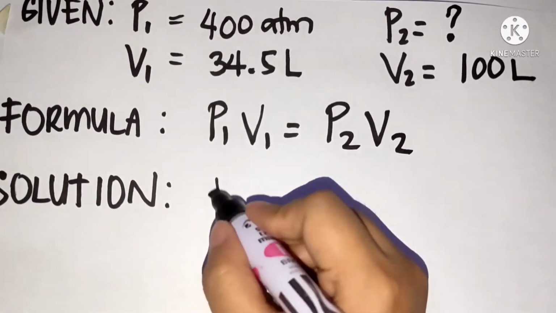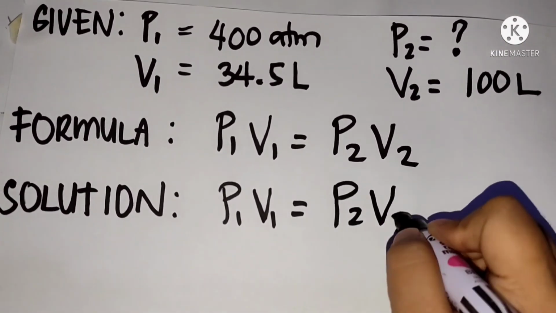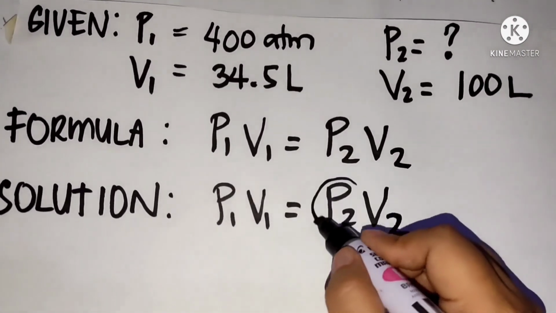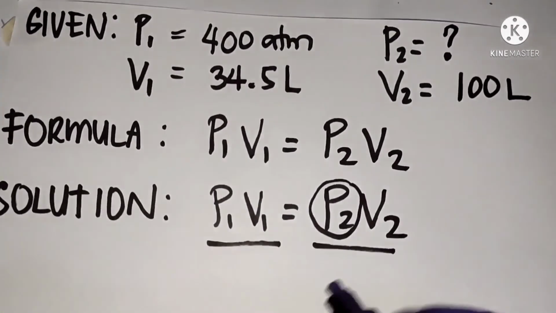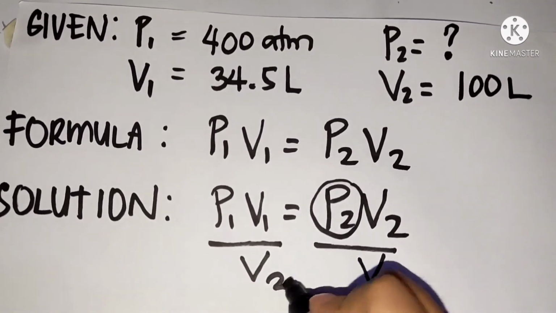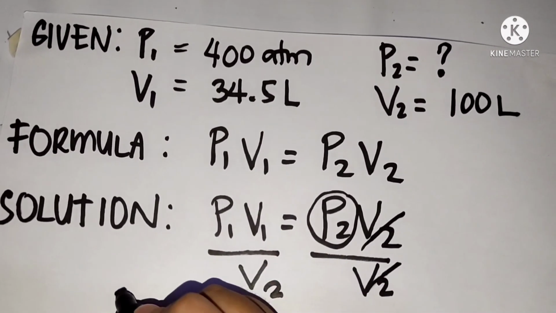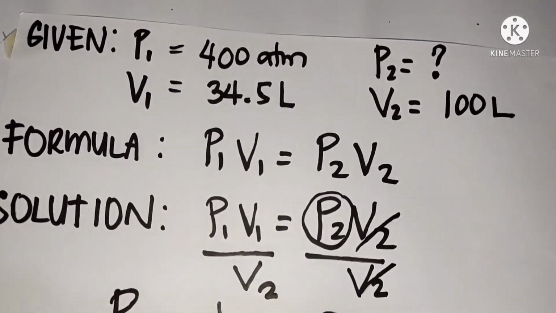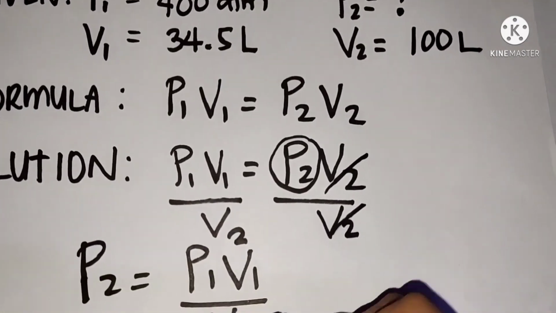For our solution, P1 V1 is equal to P2 V2. We are looking for the final pressure. Therefore, we will divide both sides by V2. Cancel. Our formula would be P2 is equal to P1 V1 over V2.